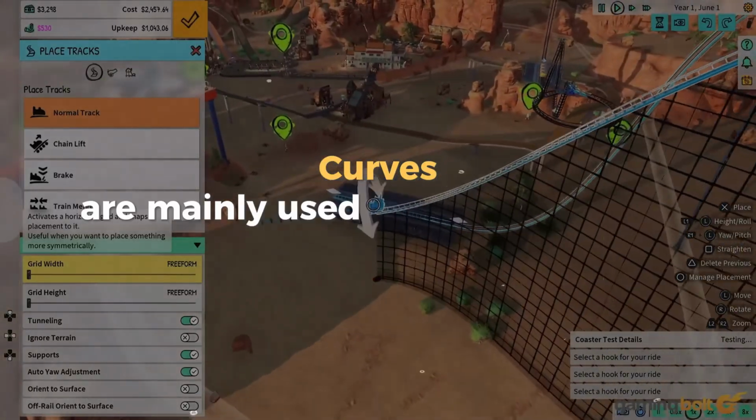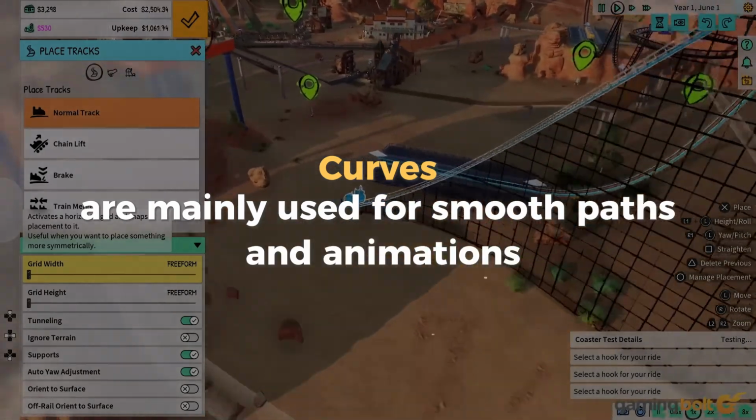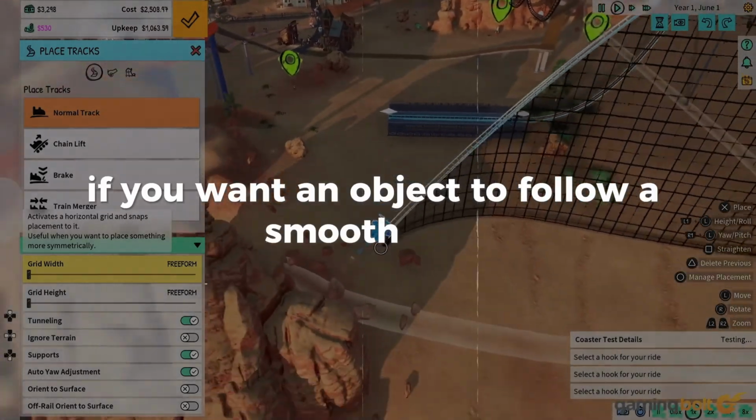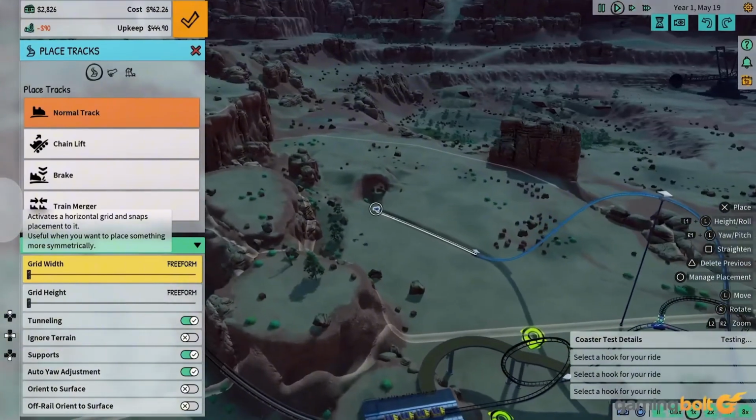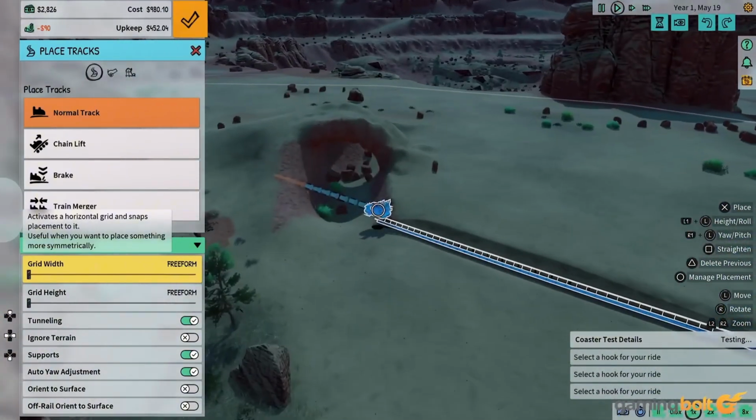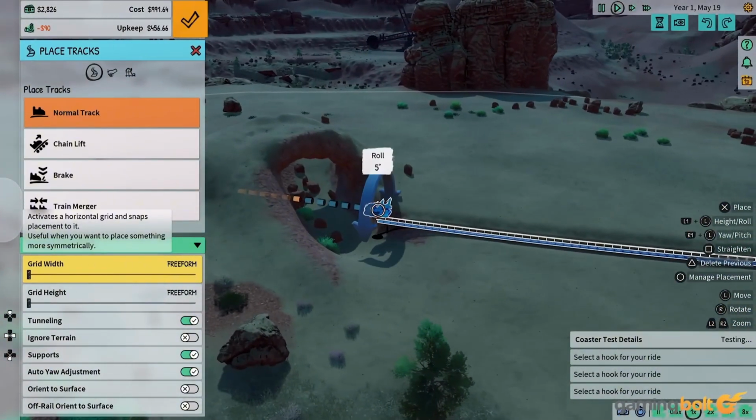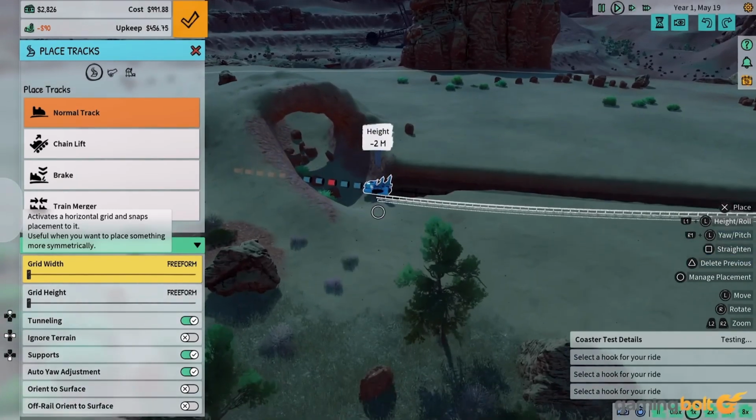Curves are mainly used for smooth paths and animations. If you want an object to follow a smooth path, like a camera moving along a track or a character following a curved trajectory, then you will use Bezier curves or splines a lot.